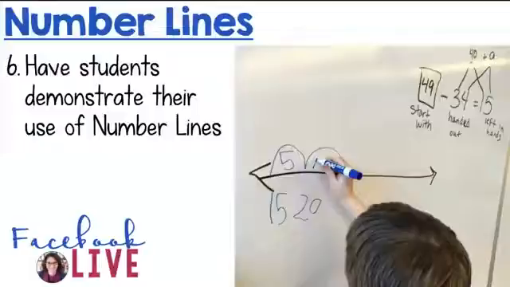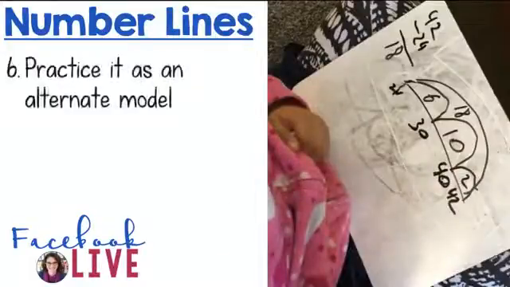The other example that I have here is basically using it as an alternative model. This particular student did a traditional algorithm in the upper right-hand corner, and then I asked her to model it using a number line down below. So you can see her work down there.